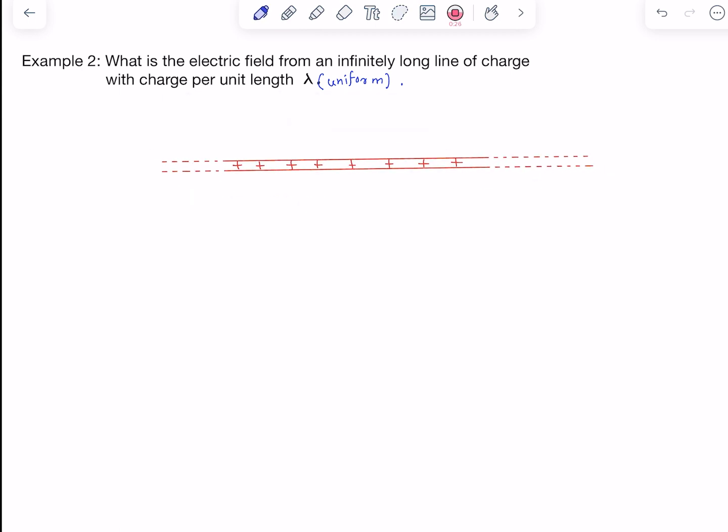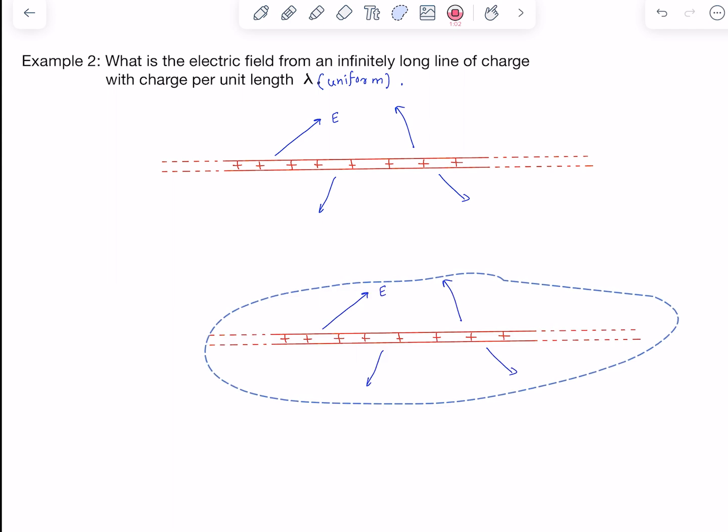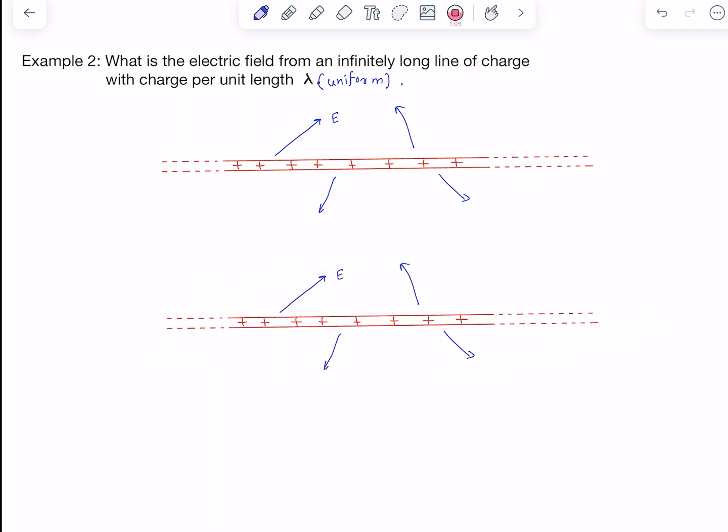So this line of charge is infinitely long, but I'm going to look at a section of this charge, okay? So here you've got this nice little line of charge, and because it is a line of charge, there will be some electric field coming out of it. It can be some random electric field like this, where it's in this direction here. It's a different direction here. It could be like this, like this. But I'm going to use symmetry arguments to convince you that the electric field is actually like this.